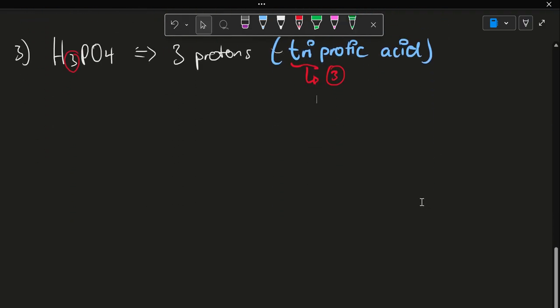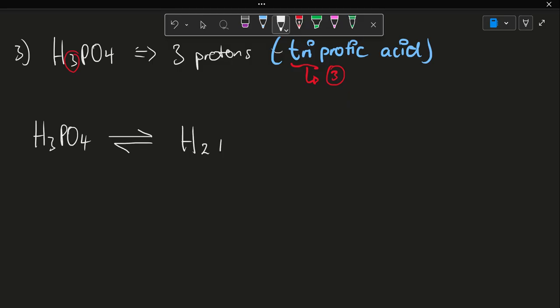So let's see how it happens. I initially start with phosphoric acid, H3PO4, and then I ionize it, and then it gives me H2PO4 minus plus a proton. Remember, one proton at a time. We're not going to do it all at the same time.